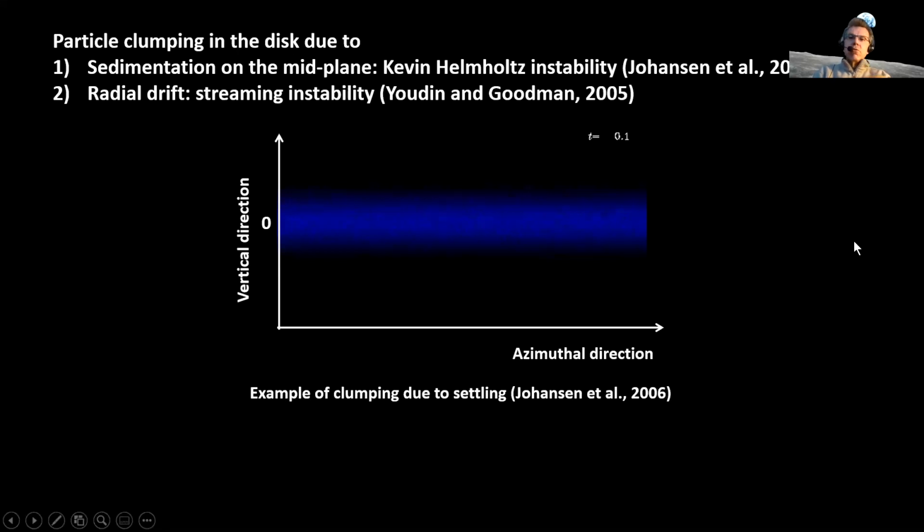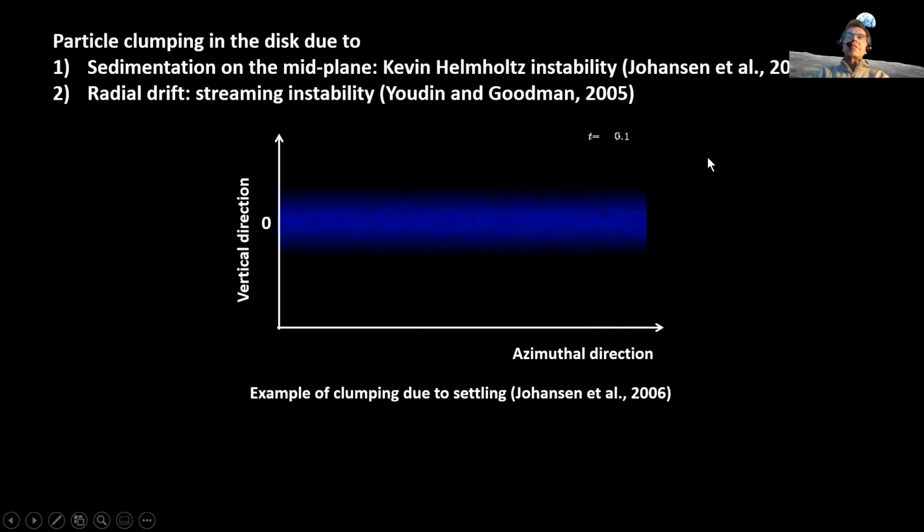So it has been understood, by studying the evolution of these particles in the disk with the feedback of particles on the gas, that there are hydrodynamical processes that can clump the particles. And in particular, there are two such processes which are very important. They're actually two different sides of the same process, really. One is related to the sedimentation of the particles towards the midplane, which triggers an instability called the Kelvin-Helmholtz instability. And the other one is due to the radial drift of the particles, which can trigger another instability called the streaming instability.